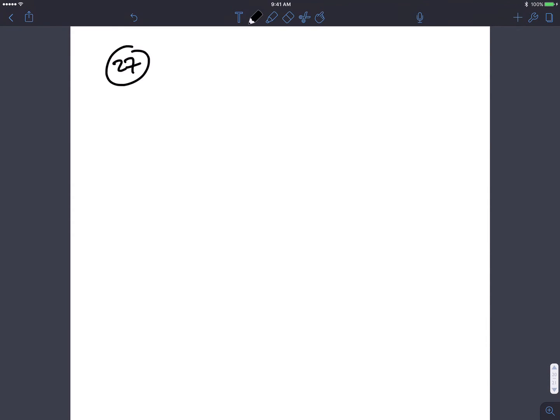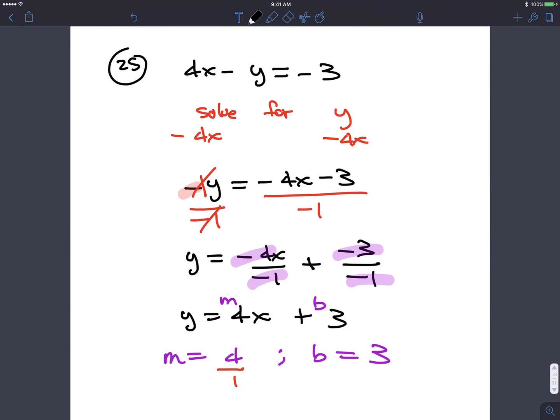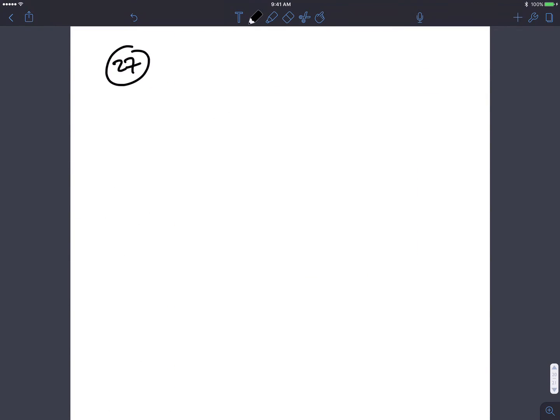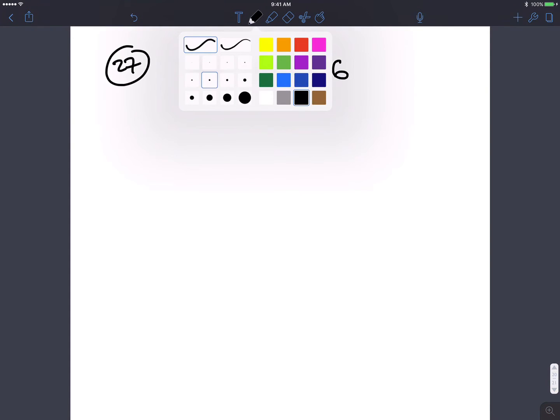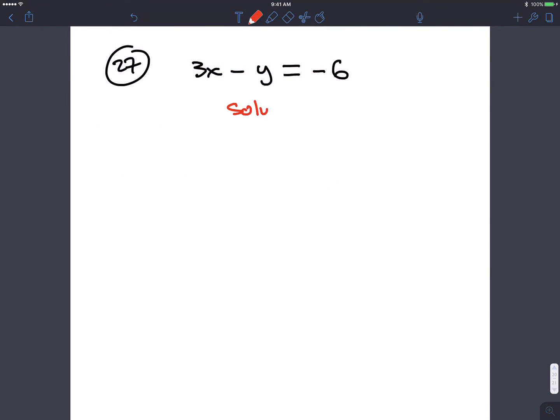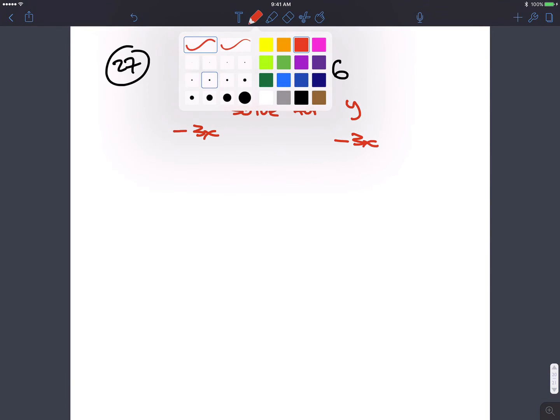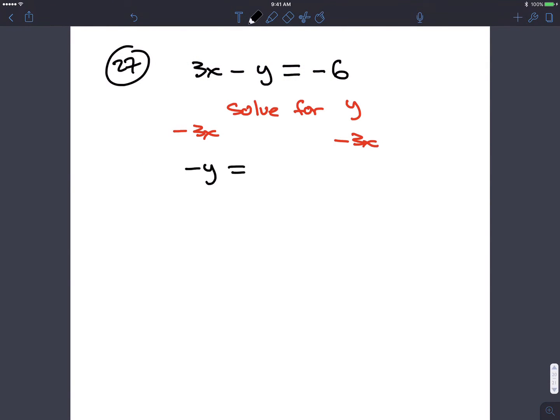Number 27. Let's double check we're not doing it twice. Yep. 3x minus y is negative 6. You have to solve for y. Subtract 3x from both sides. Negative y is negative 3x minus 6.